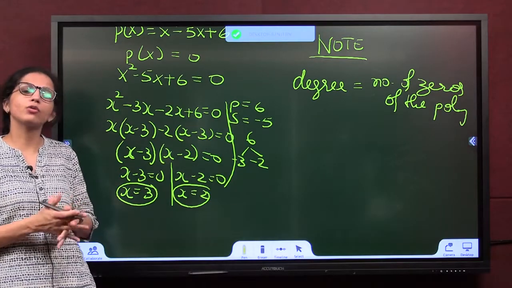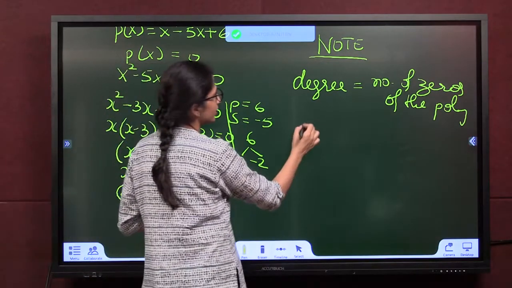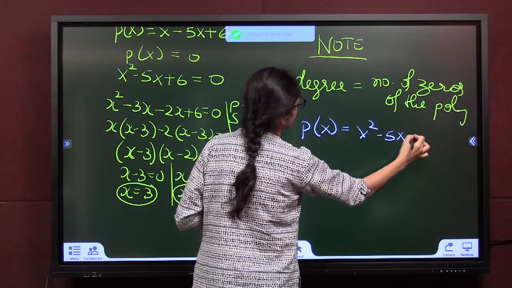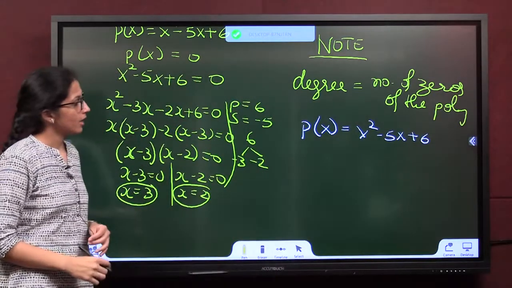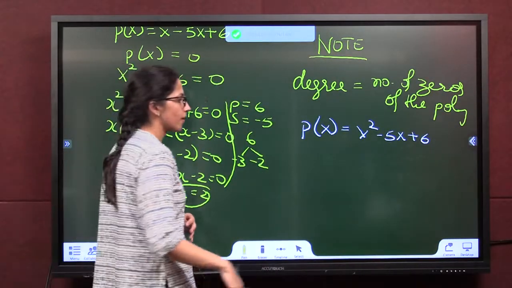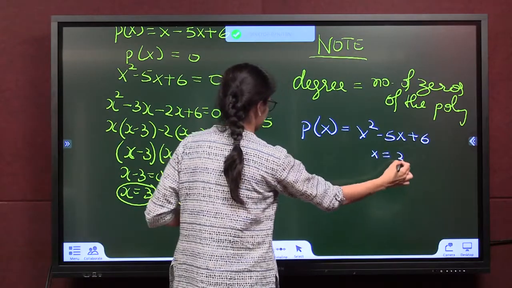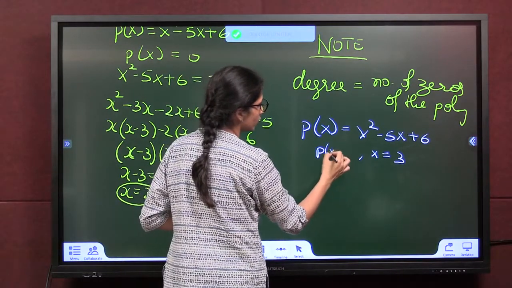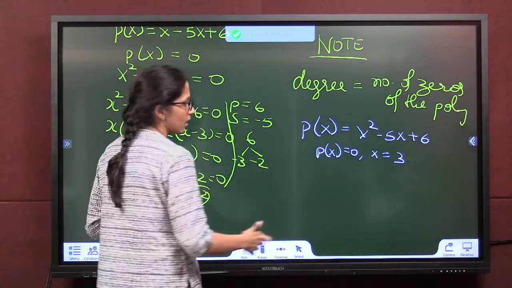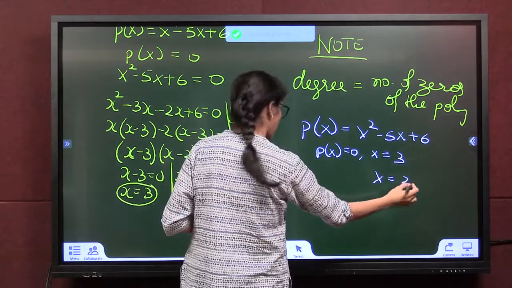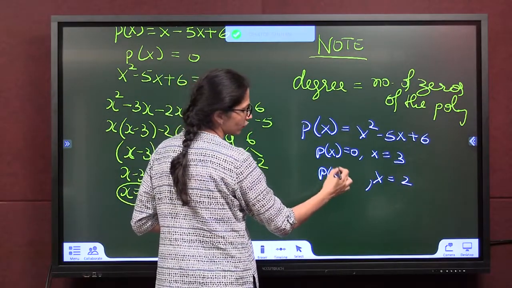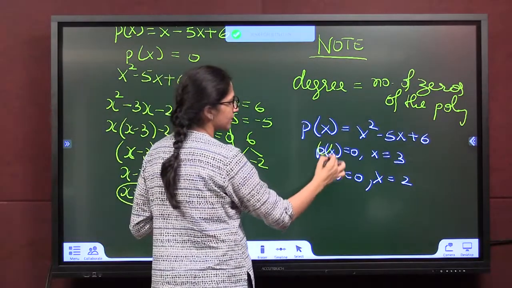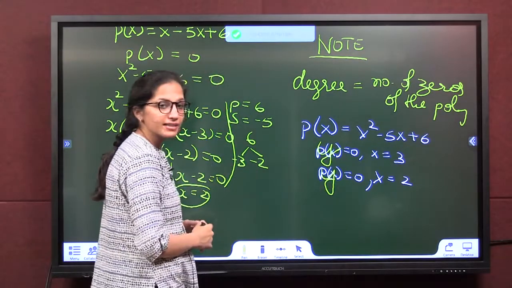What does it mean graphically? How do I do it? See, in this question, p of x is equal to x square minus 5x plus 6 is given in the question. Correct? So what did we do here? When I put x equals 3, the zero of the polynomial, my p of x will become 0. Do you agree? Yes. When I put x equals 2, my p of x will become 0. Do you agree? Yes. Let me call this p of x itself as y. Take p of x as y.